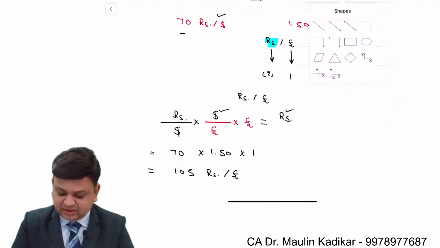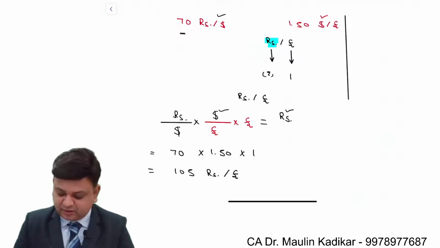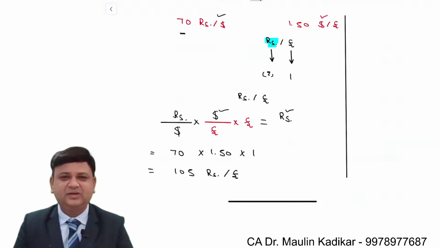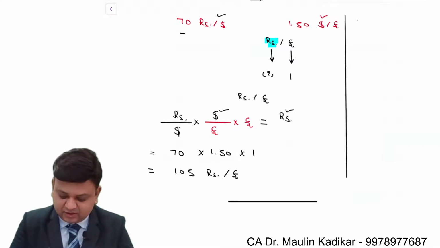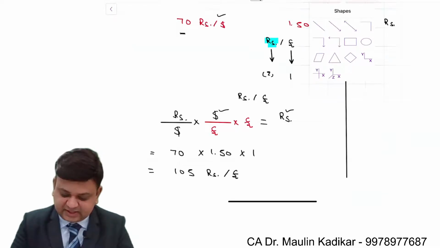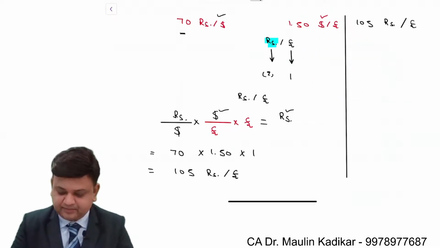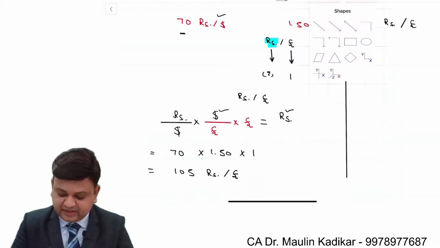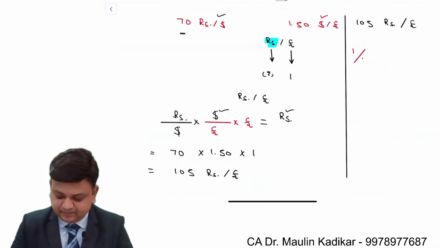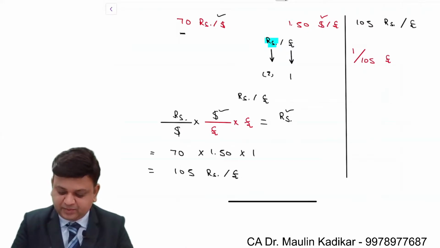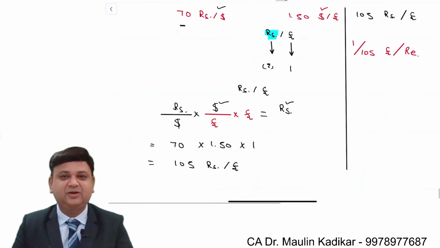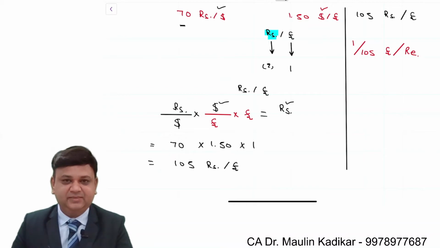The question says further that you are required to compute the pound per rupee. We know that if we already have 105 rupees per pound as the exchange rate, then pound per rupee can be calculated as 1 divided by 105 pound per rupee, in a way that we just have to take the reciprocal. This is the way we can calculate the exchange rate. Please take down the answer.